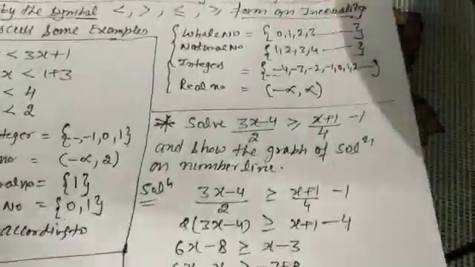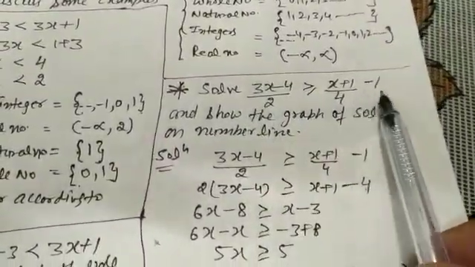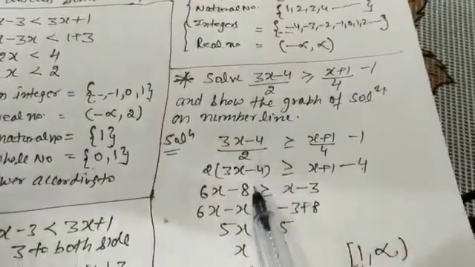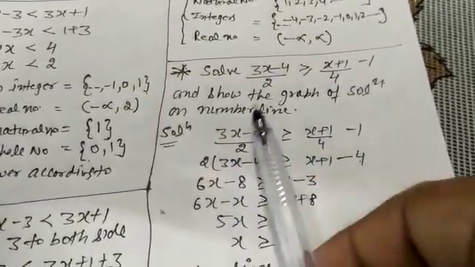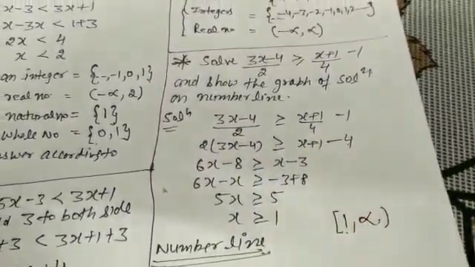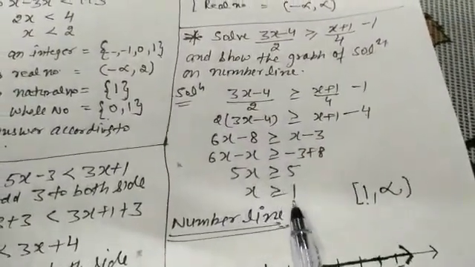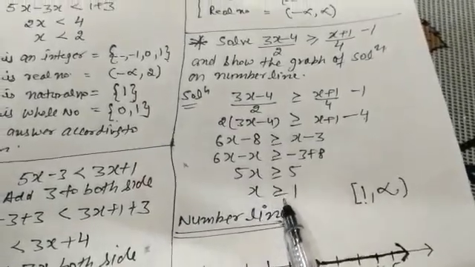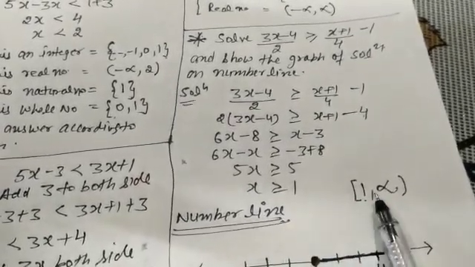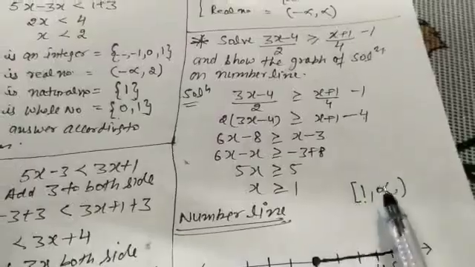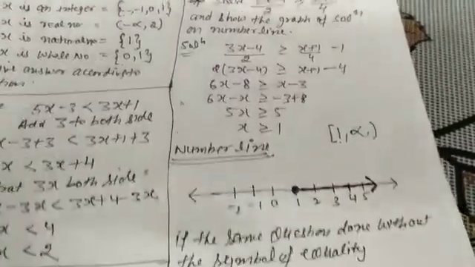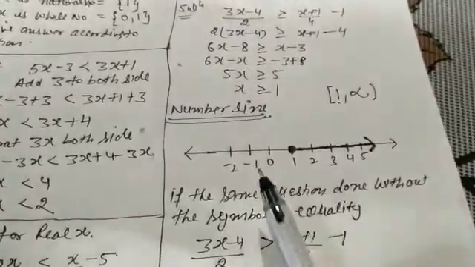Now see one more question on the same pattern. Solve for x and show the graph of the solution on the number line. We simplify the inequality in the same manner by taking the LCM. After simplification, we get x greater than or equal to 1. So on the number line it is 1 to infinity. Again see, here is the symbol of equality, therefore 1 is contained with a closed bracket and infinity is always contained with an open bracket.